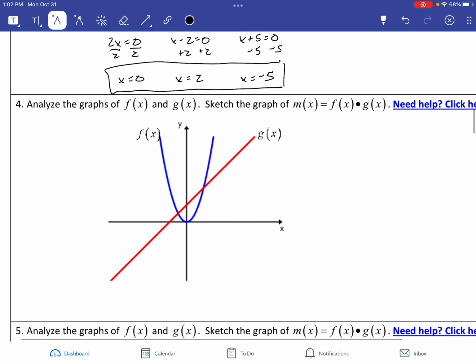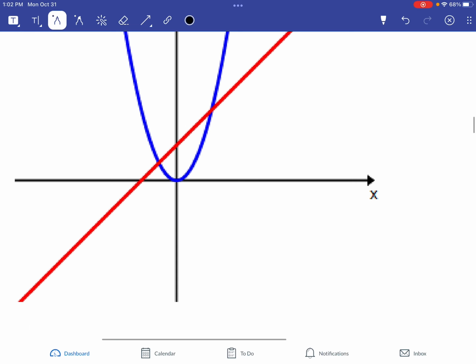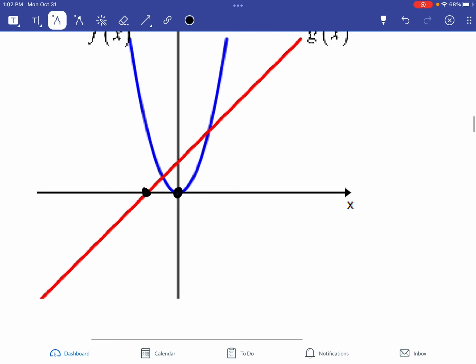Okay, analyze the graphs f of x and g of x. Sketch the graph where you're multiplying the two graphs together. So this works like before. We've done this a number of times. We're going to put points where the graphs are crossing the x-axis, which is right there. Those are the only two spots your new graph can cross the x-axis.